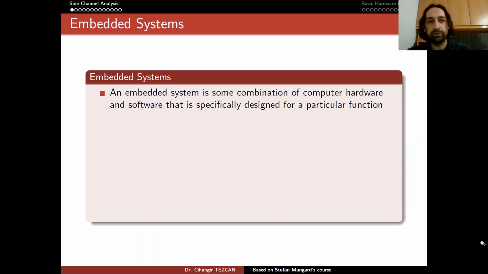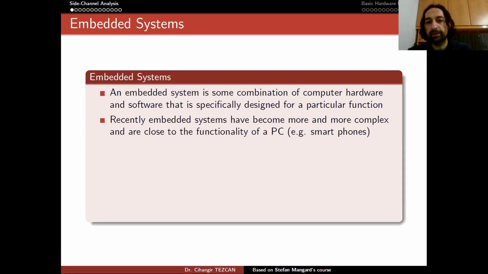So we should first talk about embedded systems. An embedded system is some combination of computer hardware and software that is specifically designed for a particular function. Recently, embedded systems have become more and more complex and are close to the functionality of a PC, for example, smartphones, and with the advancements in Internet of Things, we can have, for a very cheap price, embedded systems or devices that have a lot of functionality. So today's embedded systems are different than the ones that were used 10 years ago.